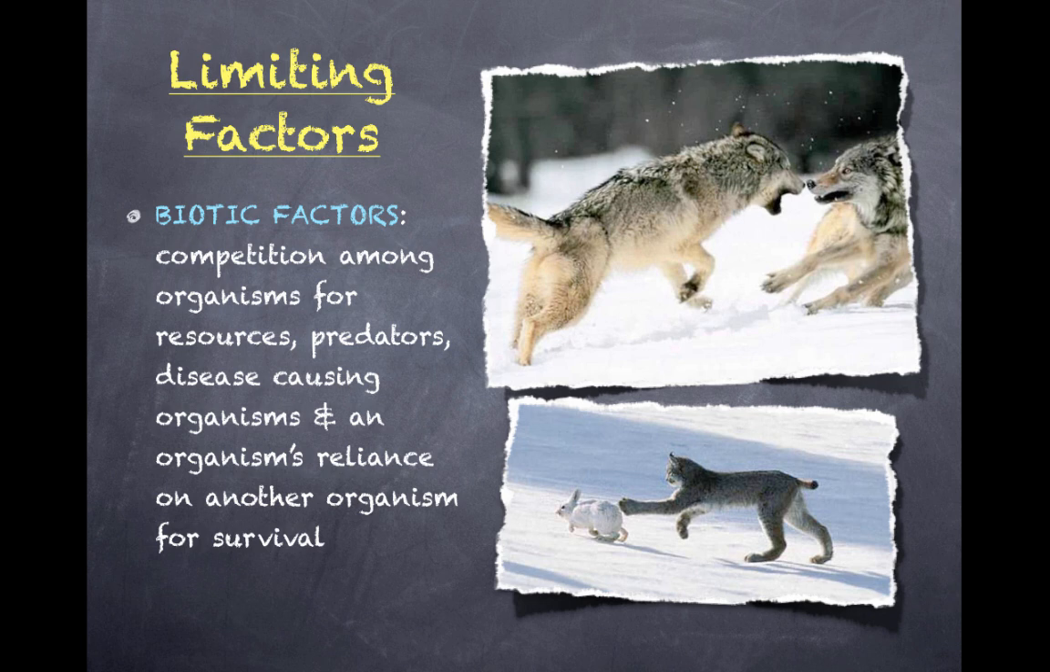Biotic factors like competition amongst organisms for resources, the existence of predators, the existence of disease-causing organisms, and an organism's reliance on another organism for survival are all limiting factors that can affect the population of an environment.